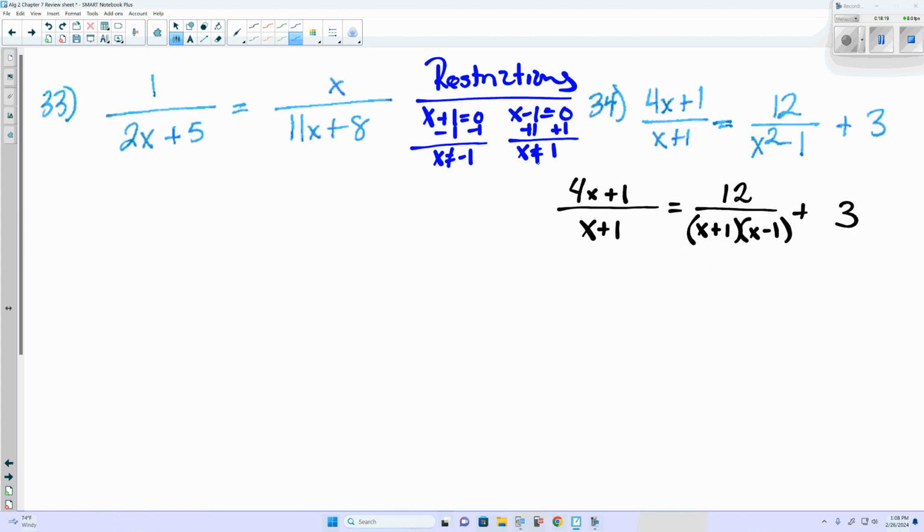So for our restrictions, positive or negative 1. X cannot be positive 1 or negative 1. So if we get one of those two answers, we have to throw it out. It doesn't work. Now, what do we need to multiply the whole equation by? x minus 1 and x plus 1.